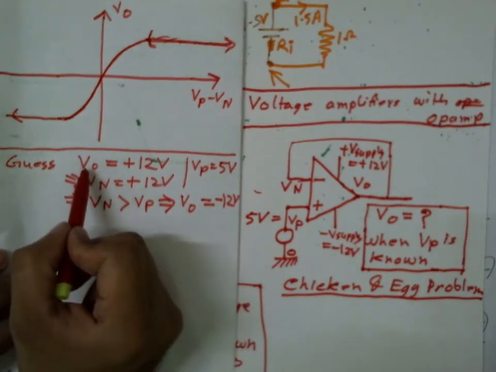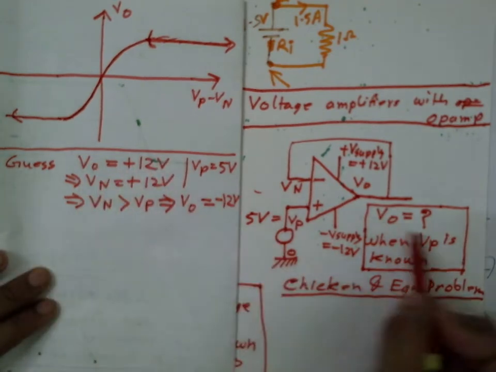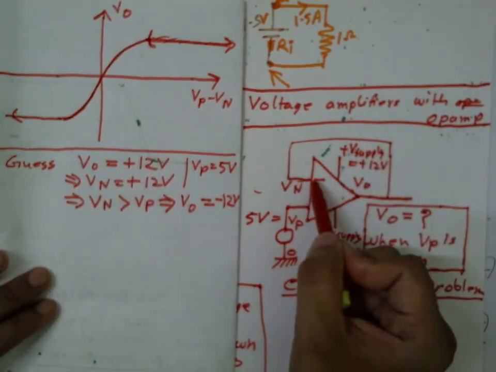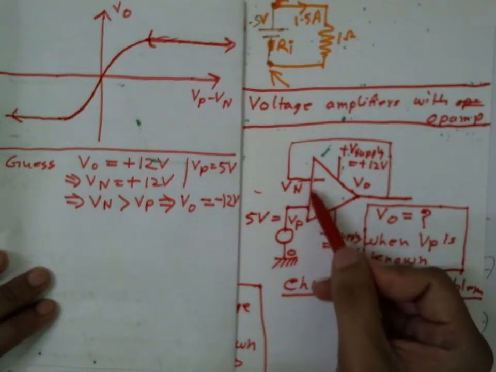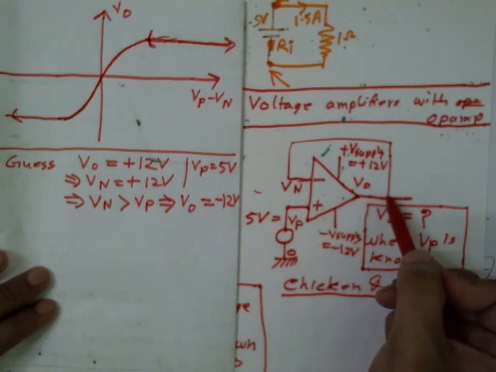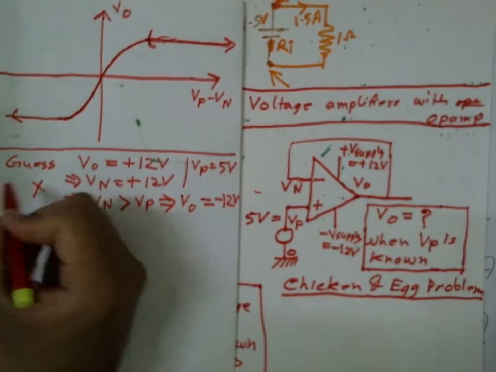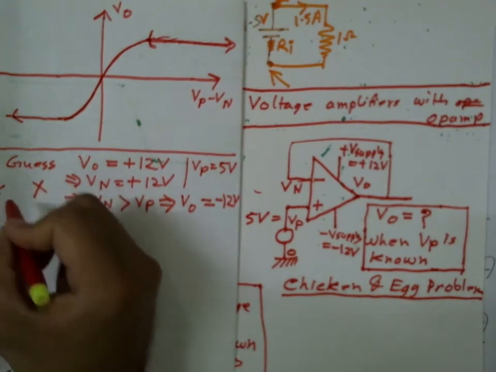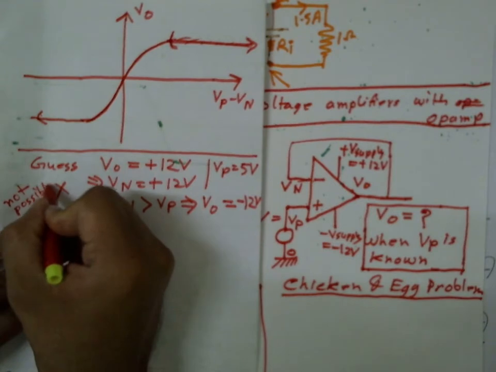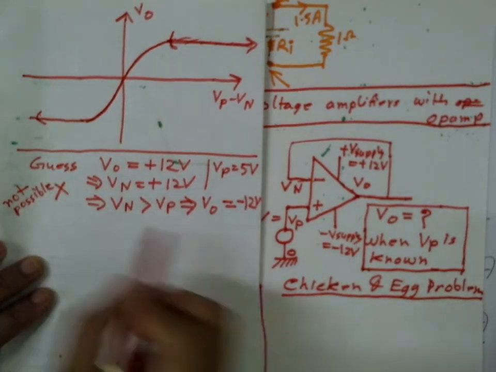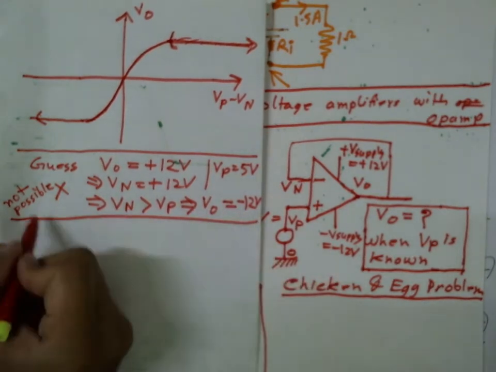So we started with a guess that Vo is plus 12 volt, but we then see that if Vo is plus 12, then Vn is also plus 12. That means Vn is higher than Vp, and if Vn is higher than Vp, then the output should be negative, minus 12 volt. Then this is not possible. So this is a wrong guess. Okay. We failed. Let's try once again.